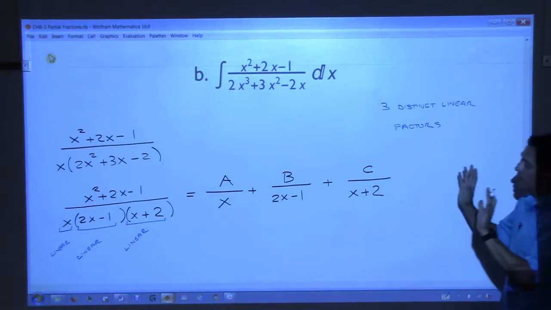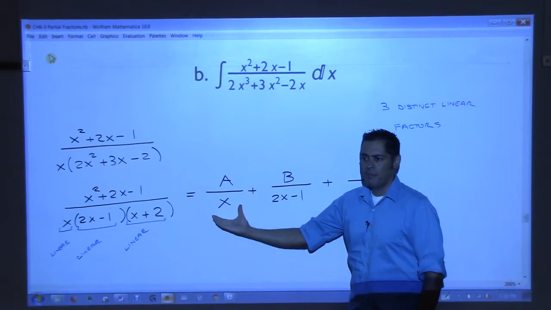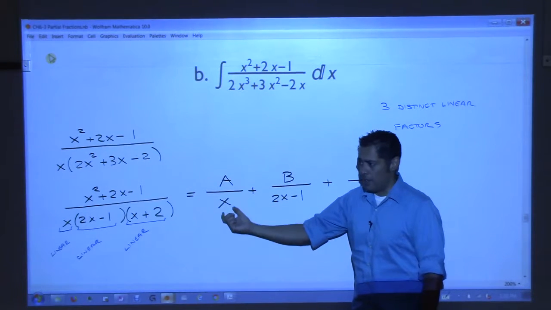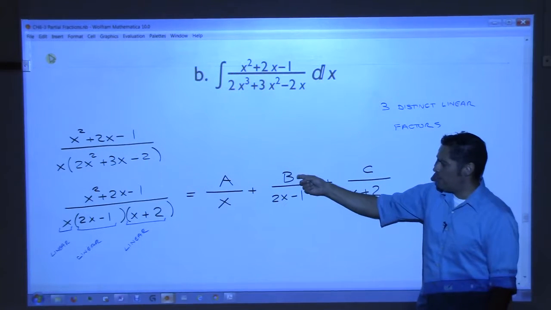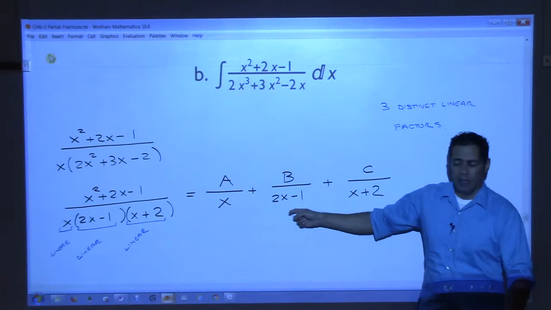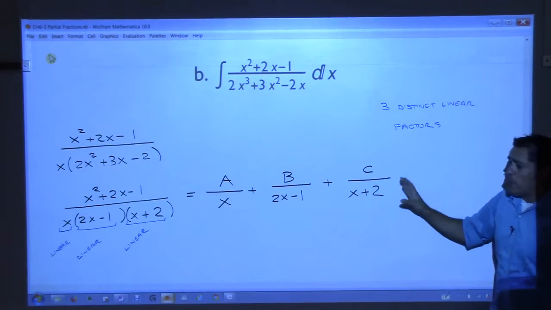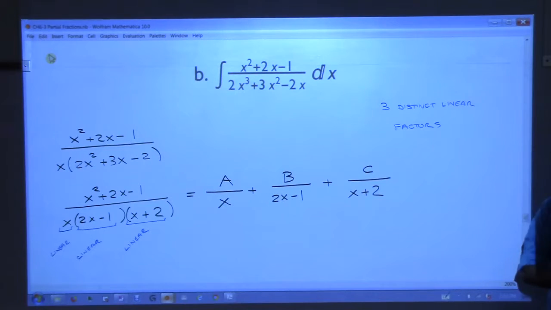Now let's just think about this for a second. If you knew this number, could you integrate this term? Yeah, this would be a natural log, wouldn't it? It'd be a constant over a linear, which would be a natural log. If this was a constant, some number over linear again, you could do this with a natural log, couldn't you? And this one with a natural log. So if we can find A, B, and C, we're in business, aren't we? If we can find them.